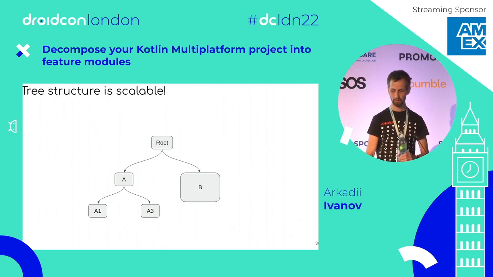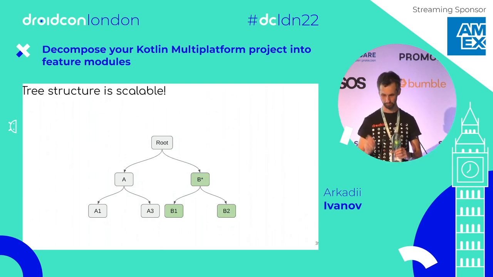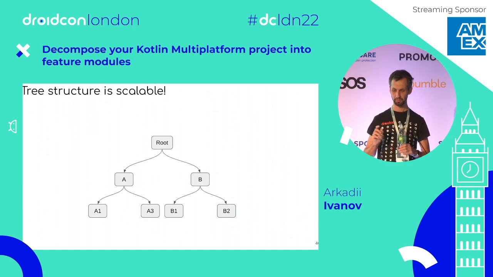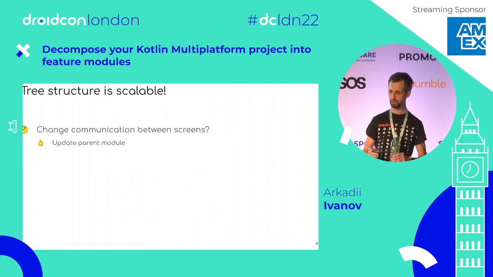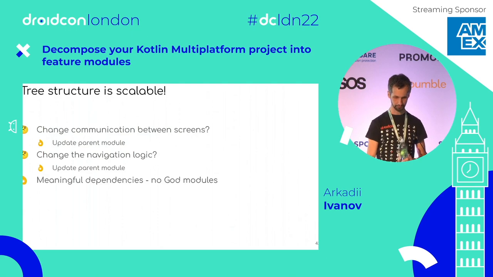A module may become bloated and difficult to maintain. And in this case, it can be decomposed into a number of smaller submodules, each with more limited responsibility, and the parent module will just simply manage the children. And same if you want to change communication between child scopes, just update the parent module, change navigation logic, update the parent. In a tree structure, each module has limited and meaningful dependencies, so there are no god modules.